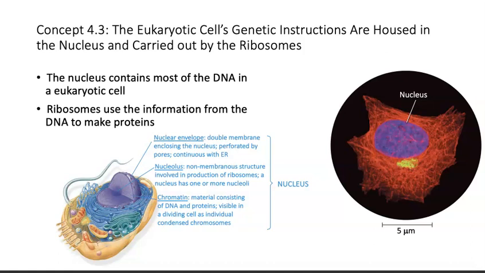The nucleus carries most of the DNA in a eukaryotic cell, but not all of it. Some DNA is found in some other structures. I'll give you a heads up: the mitochondria and the chloroplasts also have DNA. But again, the vast majority of the instructions in a eukaryotic cell are going to be found in the nucleus. Now, the nucleus has certain parts to it. There's the nuclear envelope, there's the nucleolus, and then there's the chromatin.